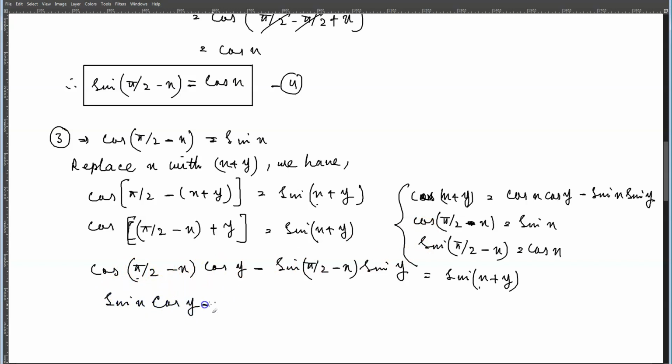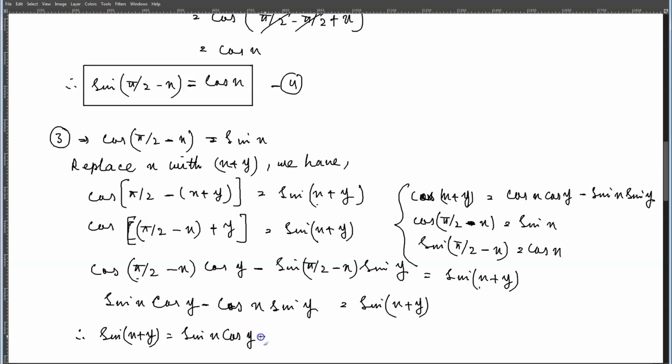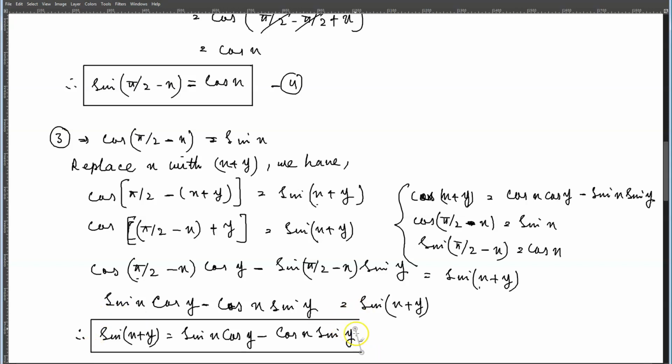Cos y minus sine of pi by 2 minus x is equal to cos x sine y, which means that sine of x plus y is equal to sine x cos y minus cos x sine y. That is the next formula that we can use. So that is number 5.